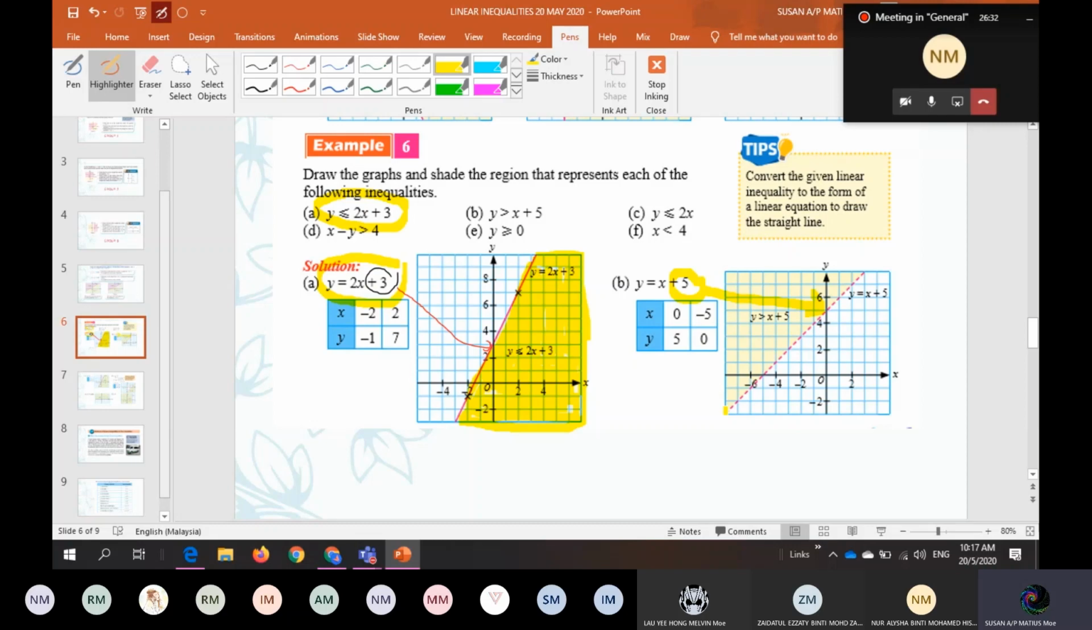So which region? You have to highlight the region which is above. Why do we use a dashed line? Because this inequality doesn't have an equal sign, so this is just greater than x plus 5. Okay guys, do you understand this? Guys, do you understand this? So extra one step: your extra step is just to build the graph, build the straight line.